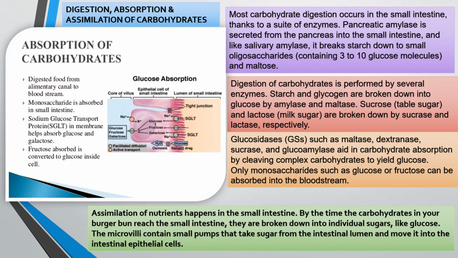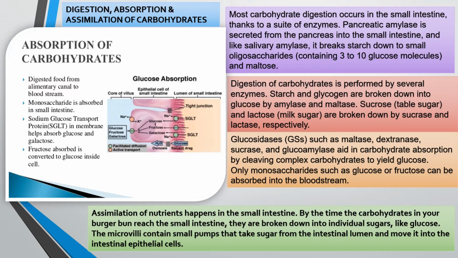Second one is digestion, absorption and assimilation of carbohydrates. Most carbohydrate digestion occurs in the small intestine. Thanks to a suite of enzymes, pancreatic amylase is secreted from the pancreas into the small intestine, and like salivary amylase, it breaks starch down to small oligosaccharides containing 3 to 10 glucose molecules and maltose.